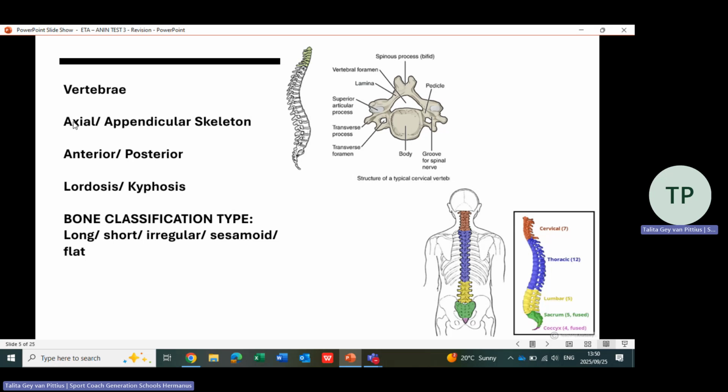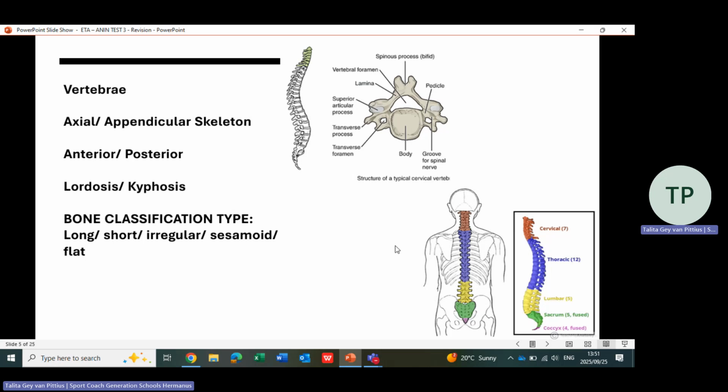Right. And then you also need to know the difference between the axial and the appendicular skeleton. I was so disappointed because some of you guys didn't get this one right, and it is one that we focused on when we went through the work. Right. And then make sure you also know the difference between lordosis and kyphosis. All right. Go and see what is the difference between the two. And then also make sure that you know the classification types of the bones. All right. A bone has a name, right? And then that bone will be in a specific classification. It will be divided in a specific classification.